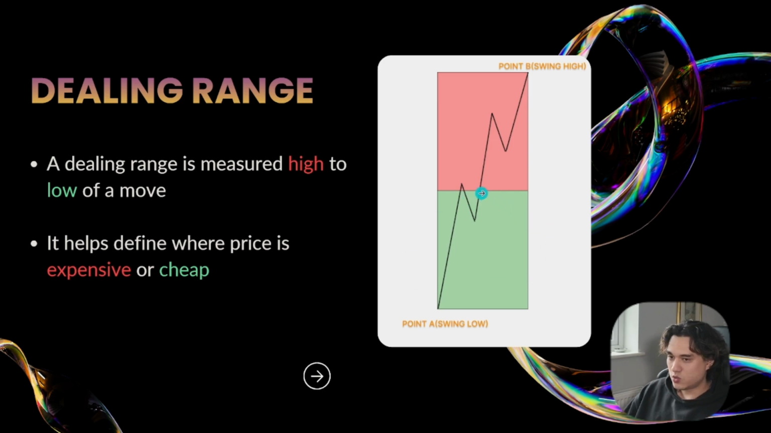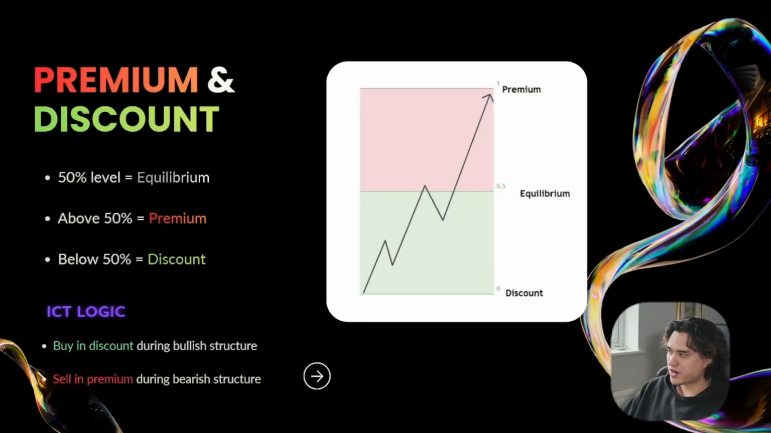So in this case here, you want to be buying inside of a cheap range here in a bullish sequence, and then you want to be selling in a premium here at the high in a bearish sequence. So to reiterate, a dealing range is a measured high to low of a move. And in this case, you've got the low to the high, and it helps define where price is expensive or cheap. Let's break that dealing range down further. We take our range from the high to the low, so from here to the low, and we mark the 50% level. This is called the equilibrium. It's the fair value price.